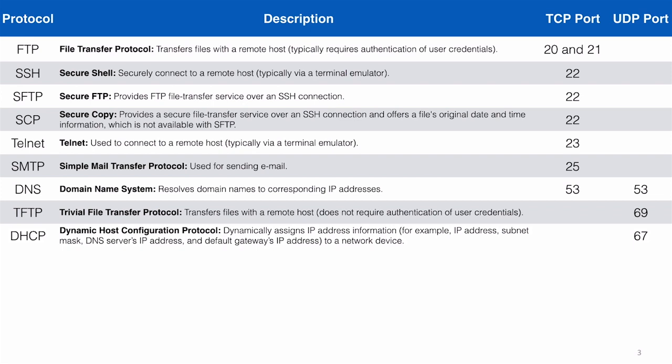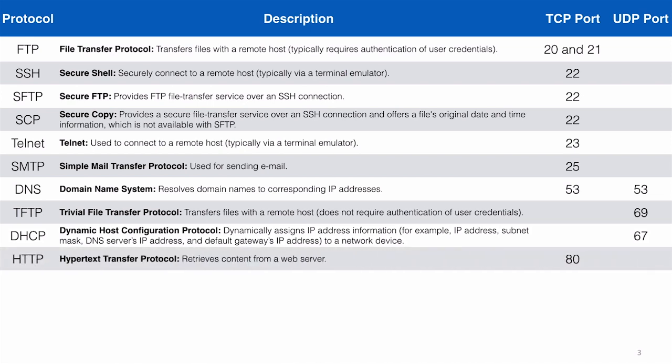So let's say I turn on my laptop, it connects to the network and says, hey, is there a DHCP server out there? And hopefully there's going to be one that responds, and it says, yes, I'm a DHCP server. And then we say, could you please give me some IP address information? So we're going to get information like an IP address, maybe a subnet mask, a DNS server's IP address, a default gateway's IP address, so we can get out to the rest of the world. That's going to use UDP port 67.